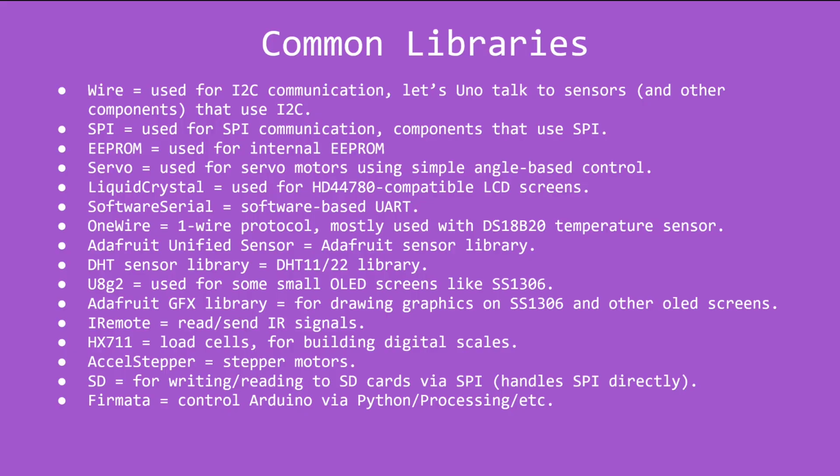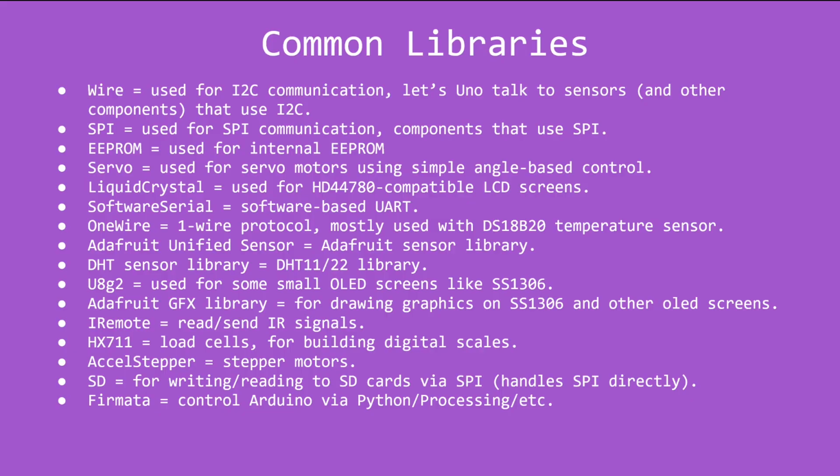DHT, that's used for the DHT 11 and 22. There's a bunch of small OLED screen libraries. I've just kind of included one. And then Adafruit for drawing graphics on things like the SSD1306 and other OLED screens. So in that case, one would be for interfacing, one would be for drawing actual graphics as opposed to text. IRremote, that's just for our infrared signal stuff.